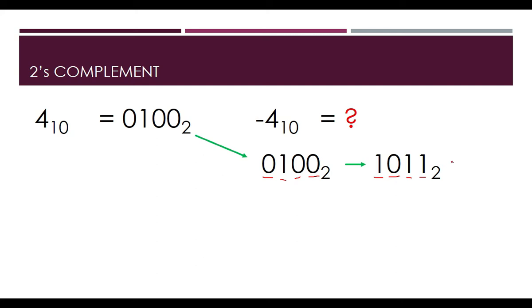After inverting, we have to add 1. For now, I haven't taught you how to add binaries. We have a separate topic for addition of binary numbers. But since addition of binary numbers is part of this complement, let's take some basic steps on how to add binary numbers. So 1 plus 1 is basically 2.